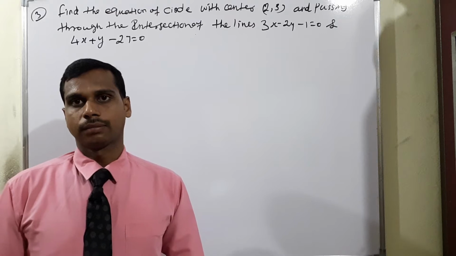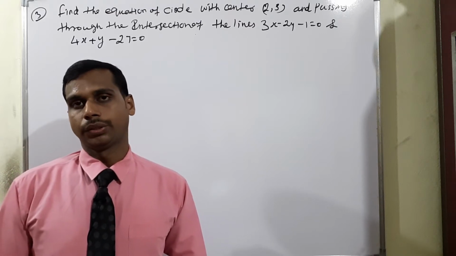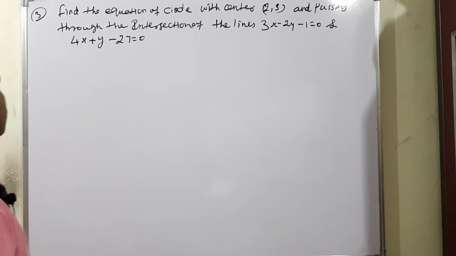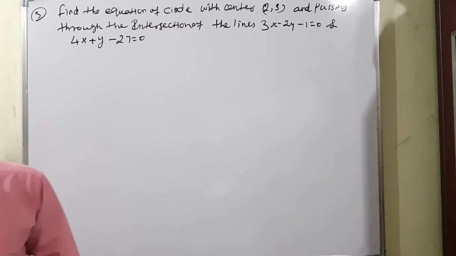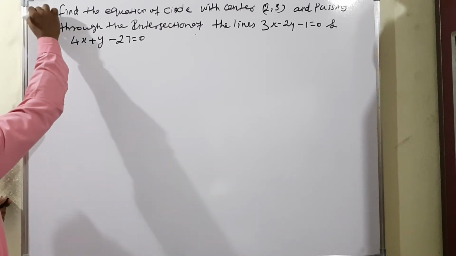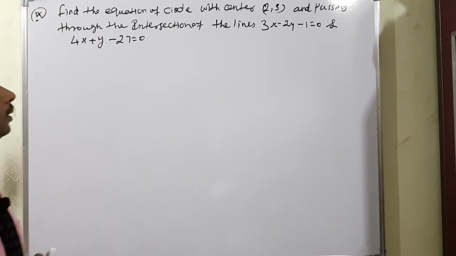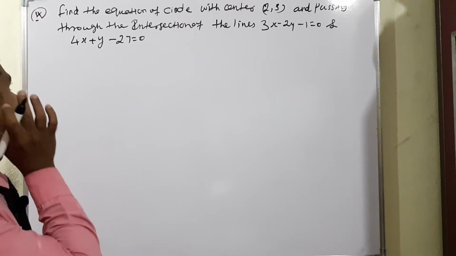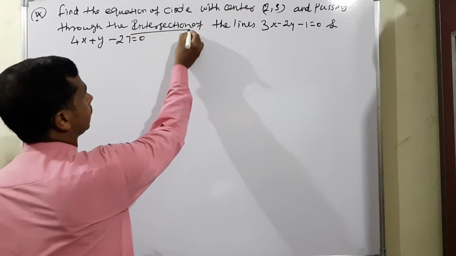Welcome to Max class. In this session, we are going to continue exercise 5.1, moving to question number 4. What is the question? Find the equation of the circle with the center given as (2, 3) and passing through the intersection.